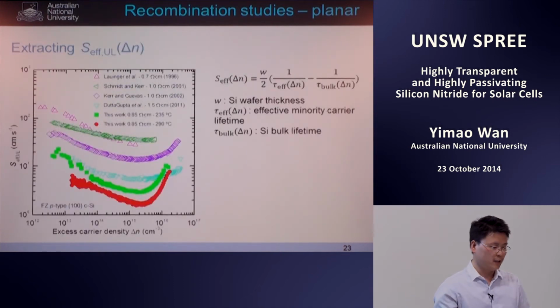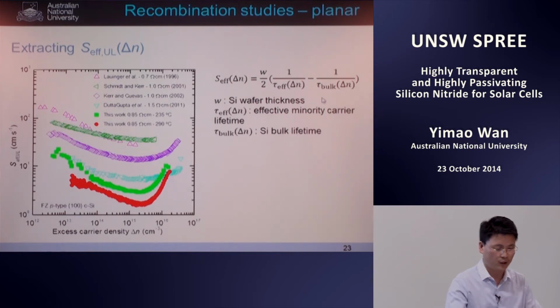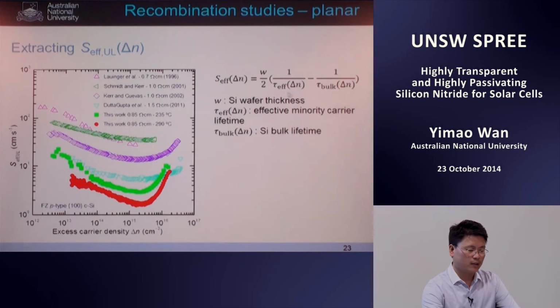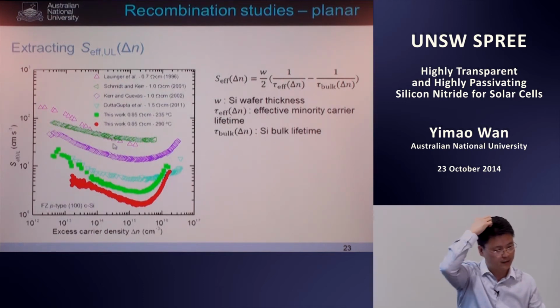So the first one is the extraction of the recombination based on this formula. It's extracted from the effective lifetime after accounting for the bulk contribution and the thickness contribution. And we also compare to the state-of-the-art literature results.